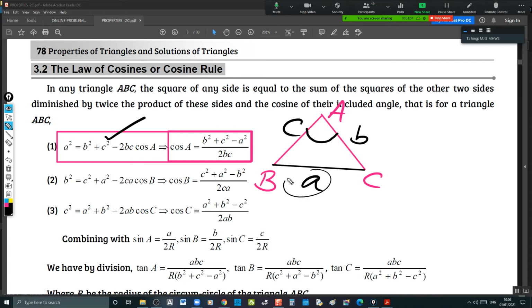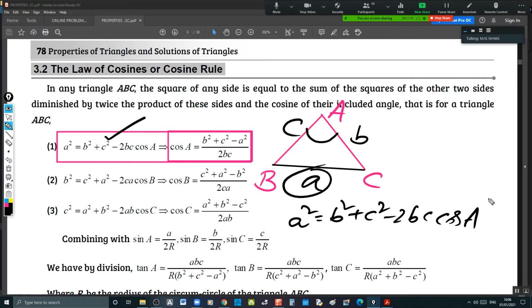So a square is equal to b square plus c square minus 2bc cos A. This is the formula. Important formula, the cosine rule. After the sine rule, you have the cosine rule.